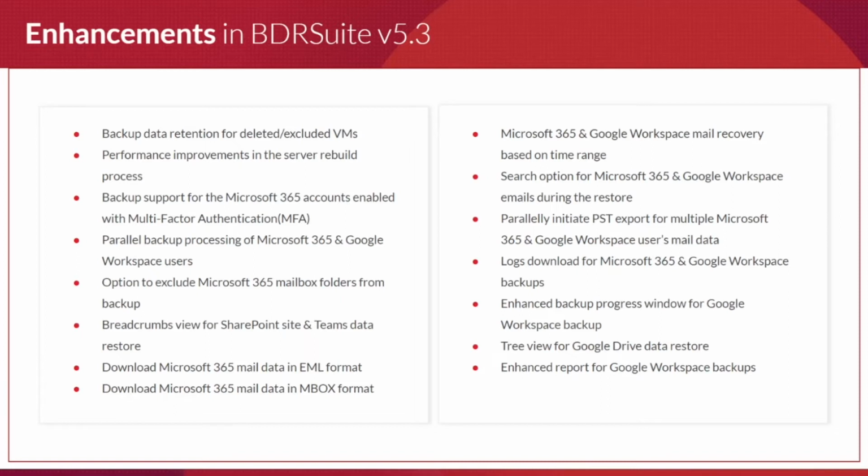And we have also improved the backup progress window. The backup progress window of Google Workspace backup now shows more information related to the backup. And we have introduced the tree view. In this tree view, you can see the original tree-like structure of your Google Drive, which will be helpful in restoring the files and folders from the backup. And again, we have vastly improved the Google Workspace backup report. So these are the enhancements that came in version 5.3.